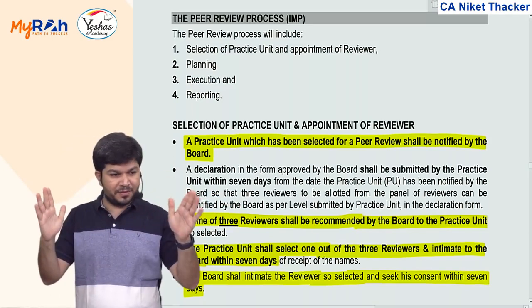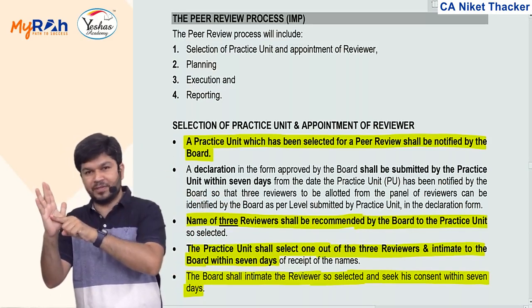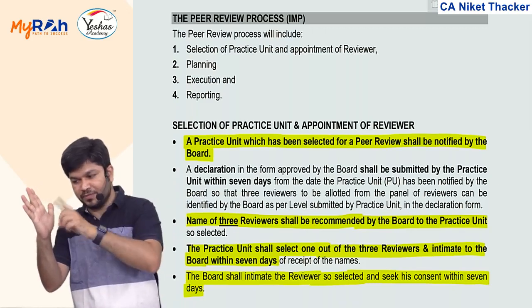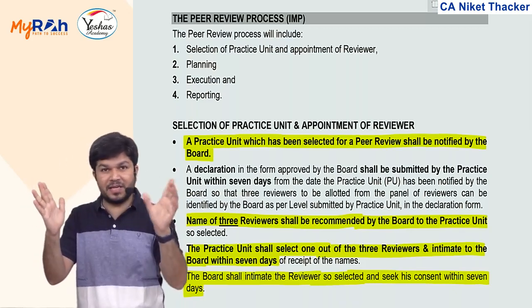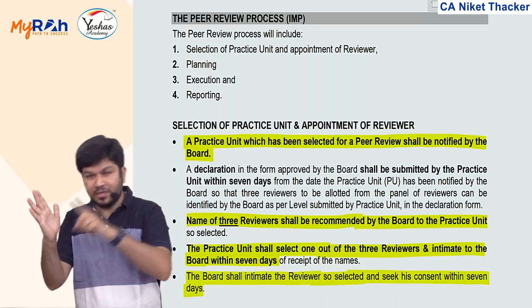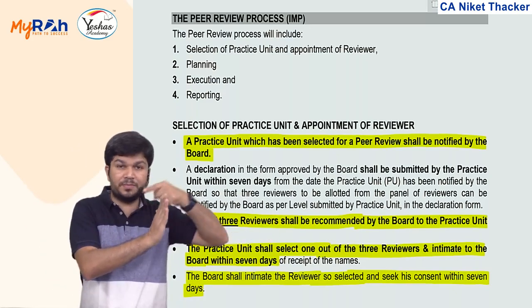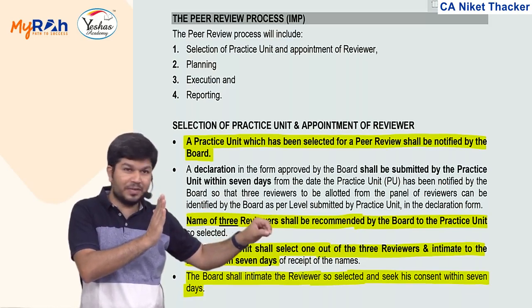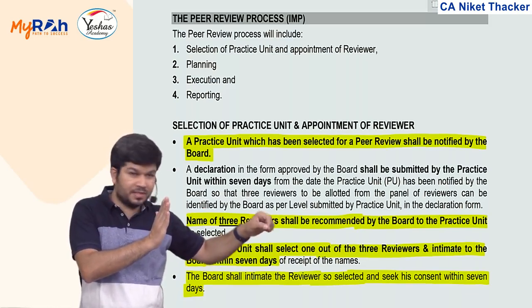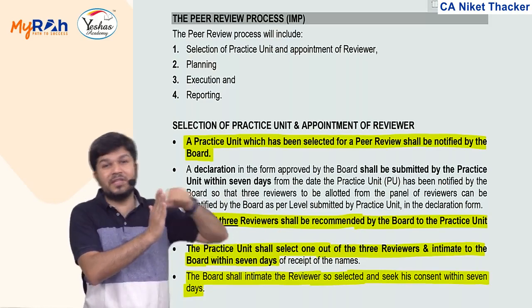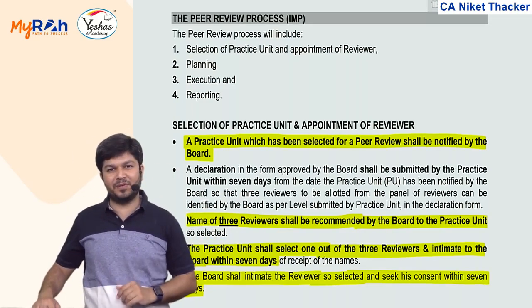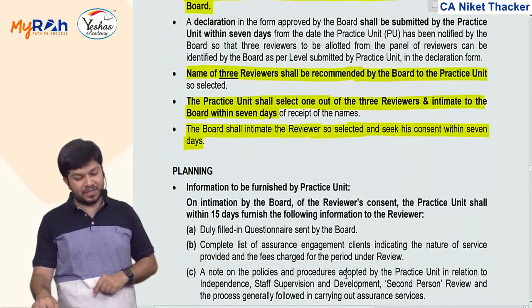Okay, so the peer review board selected the PU. They gave names of 3 reviewers. You have to reply within 7 days selecting one. Okay, you give the name again to the board. Now the board will ask the reviewer that this PU has selected you as a reviewer. Do you agree to come? If he says yes or no, he has to confirm within 7 days. Okay, so PU selected, reviewer selected.